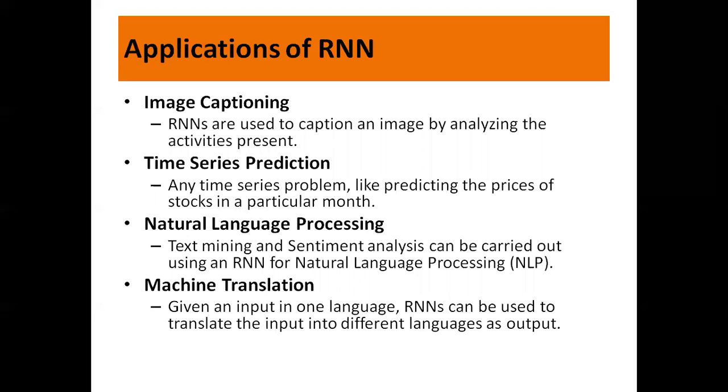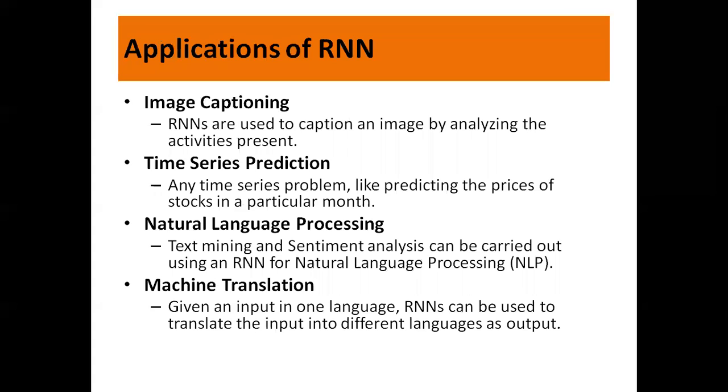Once the output is generated, it is checked for errors, whether it is the same as what we expected or different. If it is different, then the weights are updated and again the input is fed back to the network. The same process is repeated. Okay. So now what are the applications of RNN?